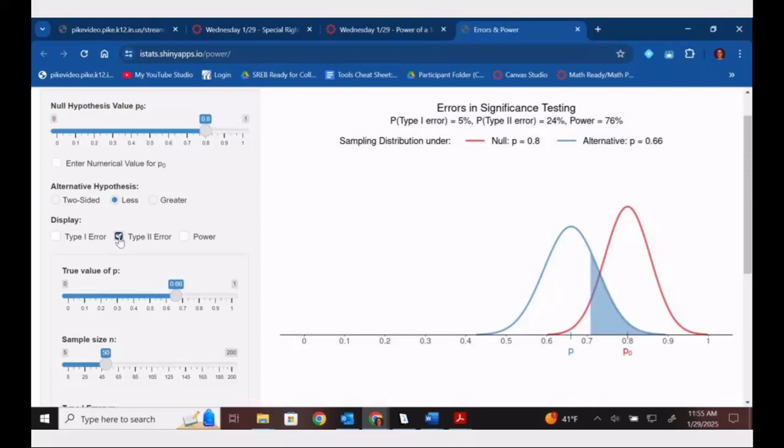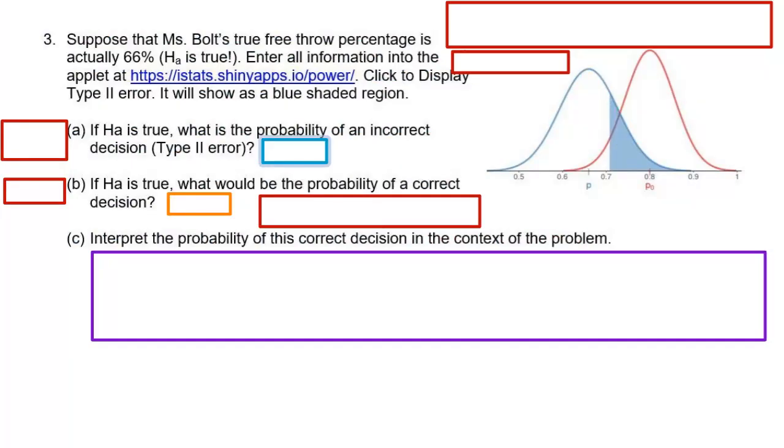This blue shaded region is the probability of a type 2 error. And if you look up at the top, it tells you specifically, not just from shading, but it gives you a percentage, the probability of making a type 2 error. What is the probability of making a type 2 error? 24%. So let's write that down. This is our probability of a type 2 error.